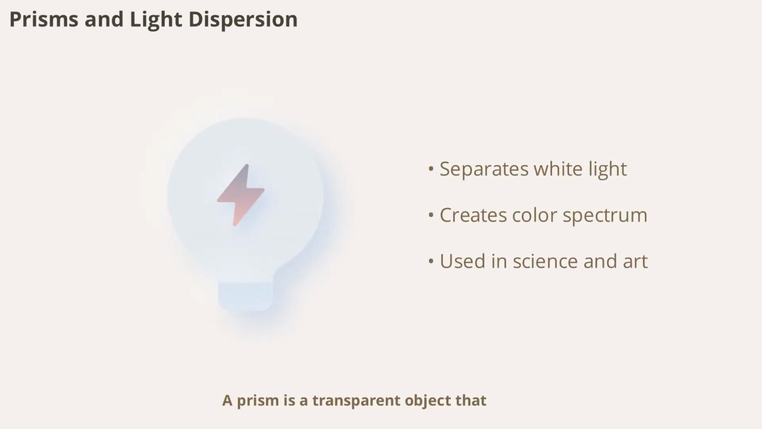A prism is a transparent object that separates white light into its constituent colors, creating a spectrum. This happens because different colors of light bend by different amounts as they pass through the prism. The result is a beautiful display of colors, similar to a rainbow. Prisms are used in scientific instruments and art to study and display the properties of light. This process is known as dispersion.